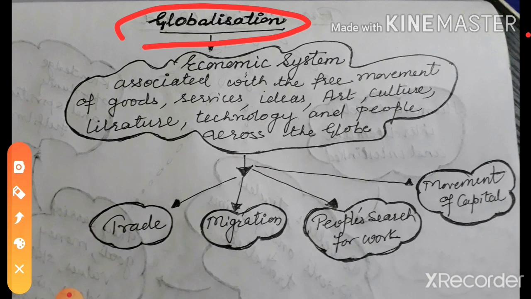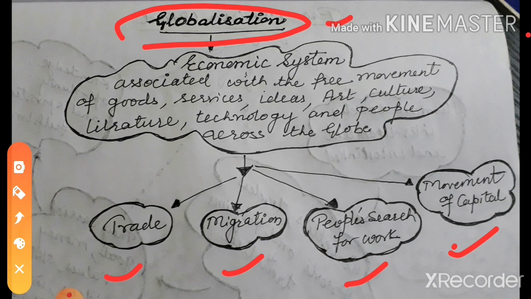So to understand the history of globalization, first we have to understand the history of some factors like trade, migration, people search for work, and movement of capital. So with the help of these factors, here I am going to explain you that how these factors became helpful for spreading the system of globalization. So first we have to see the trade.